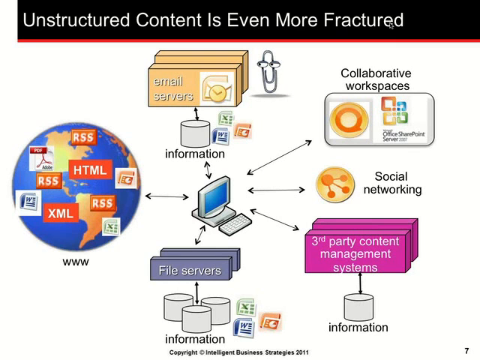Unstructured content is even more fractured. I think on average probably at least 3 or 4 content management systems within large enterprises today. And so the ability to find information is not always easy. It's scattered across file systems, email servers. There's stuff on the web that people have to access. There's stuff in content management systems and even social networking software.